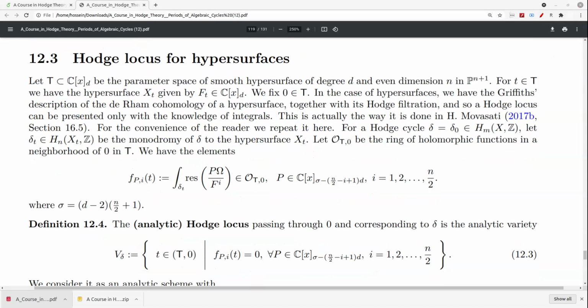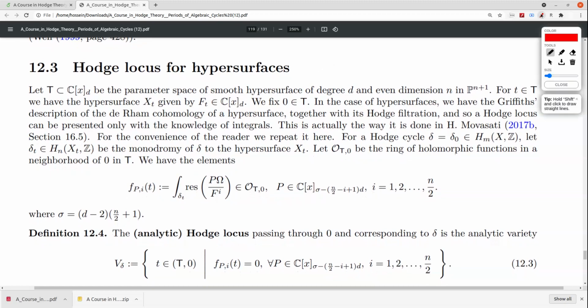So in the case of hypersurfaces, instead of the notation Y_V, I have used the notation X_t, with, let's say, X_t fibers. And this is going to be the full family of hypersurfaces in the sense that if we take all homogeneous polynomials of degree d, T will be some open subset of this one, parameterizing smooth hypersurfaces.